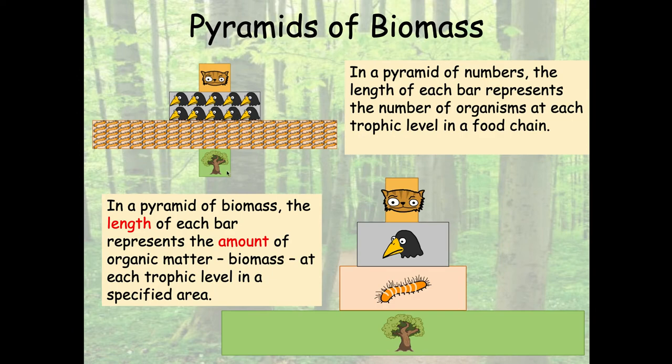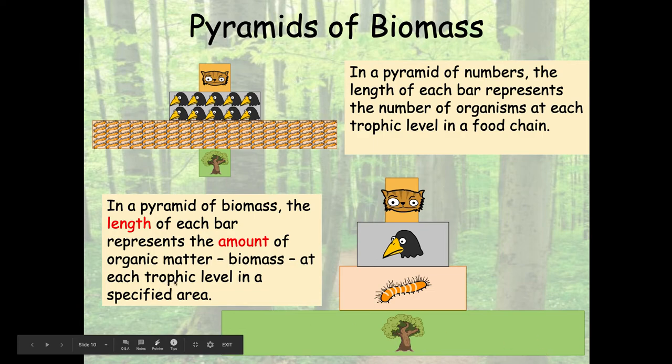Here we have pyramids of number, one tree, many, many caterpillars, smaller number of birds and one cat. That's an unbalanced pyramid of number. But if you look at in terms of biomass, there's a huge amount of biomass in the tree, less in the caterpillars, less in the birds, less in the cat. So that's the kind of shape you'd expect.